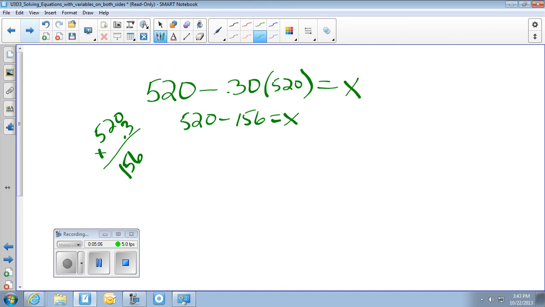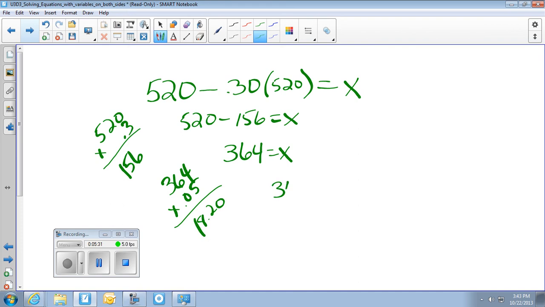So that is $3.64. So that's the sale price. But then it says, what's the total cost including a 5% sales tax? So find 5% of $3.64. Go ahead and do your $3.64 times 0.05, your decimal equivalent, and you should get $18.20. So I'm going to add $3.64 plus $18.20 to get a total of $382.20.